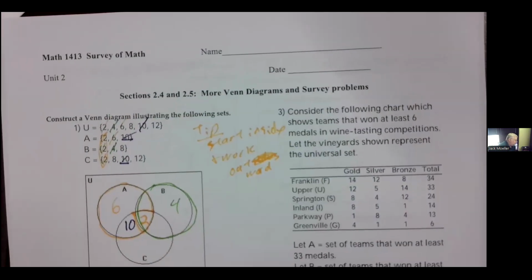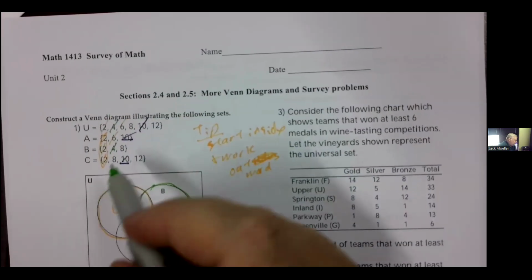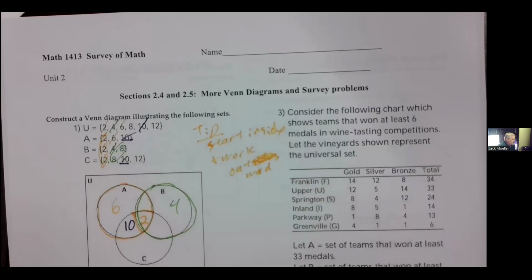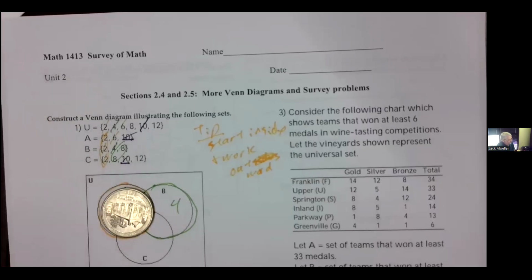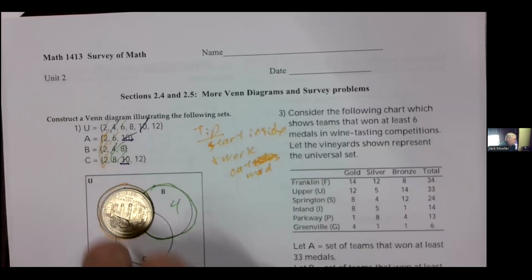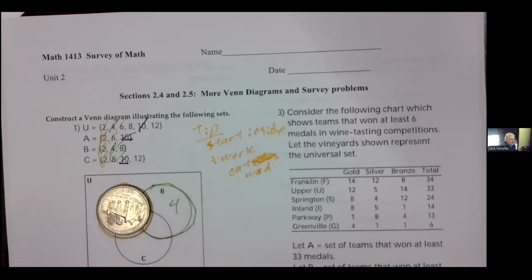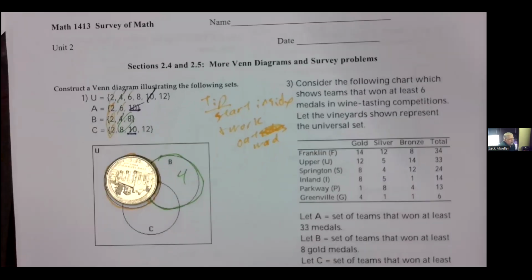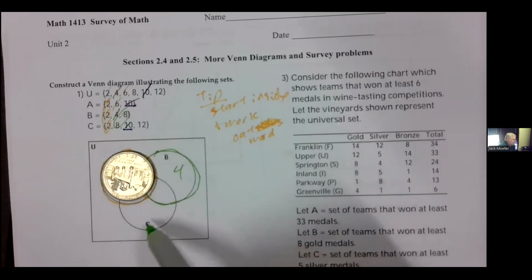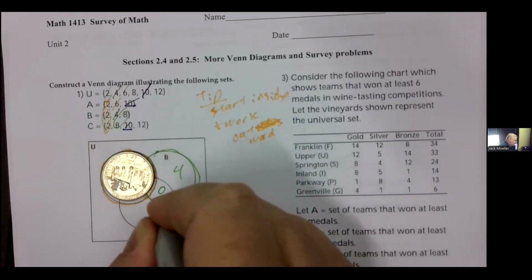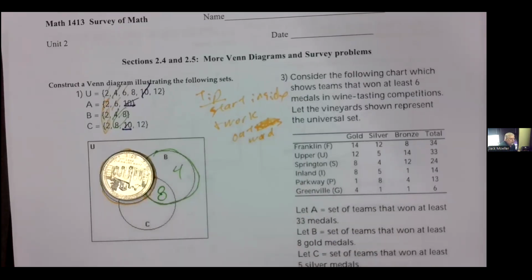Okay. Now what about the 8? Well, the 8 is in B and C, but if you notice, it's not in A. So if it can't be in A, quarters fit really nicely in those circles. Sorry, that makes me smile. All right, so if 8 is not in A, but it's in B and C, it has to be in the overlap. But 8 has to go right there.